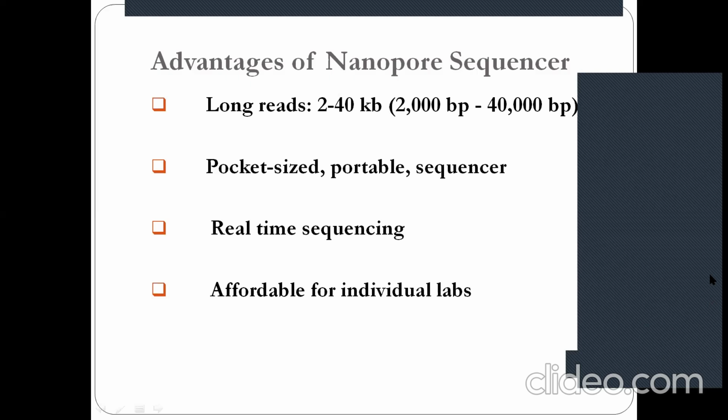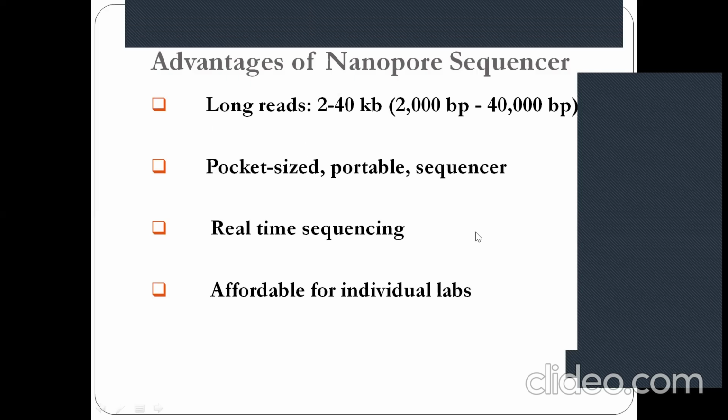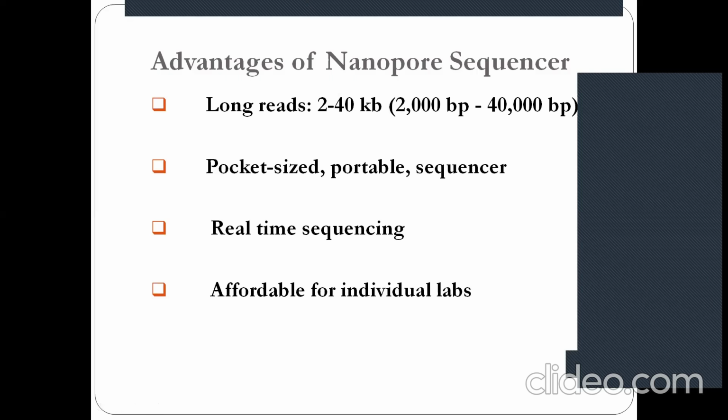Okay, fine, very good. So the first thing is the long read. The second is that it's pocket size, it's portable. The third is that it's real-time sequencing, because you have isolated the genomic DNA or whatever. You can go for RNA sequencing also, and RNA sequencing would be much more feasible because you don't need to break down a double strand. As RNA is single stranded, it can easily pass through the pore, which we call a nanopore. I'm going to discuss that in the next phase of the class. And it is affordable for individual labs.